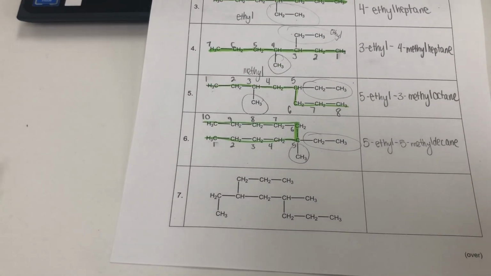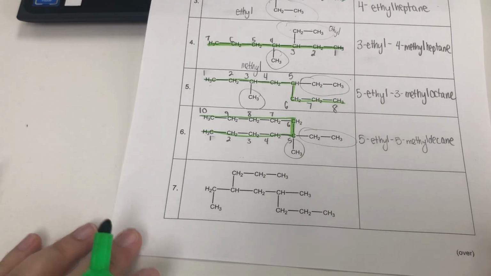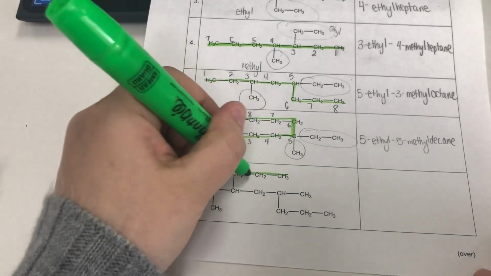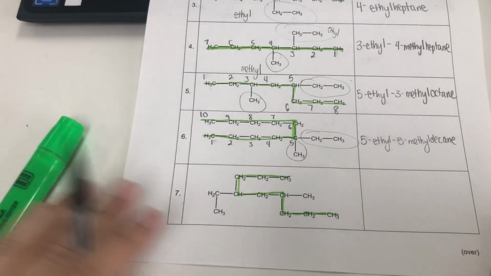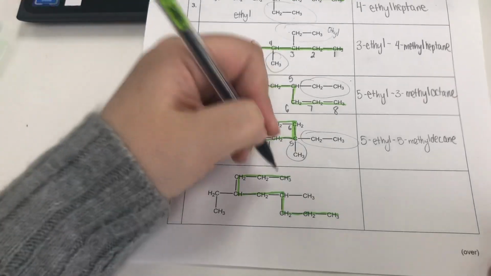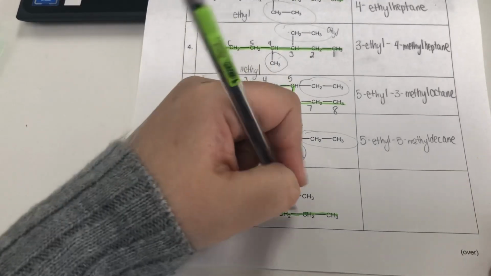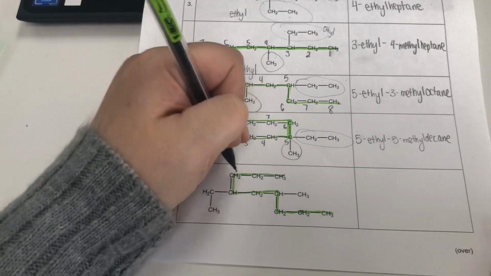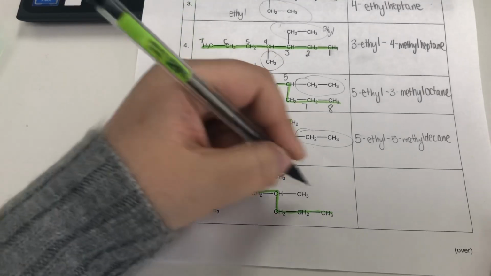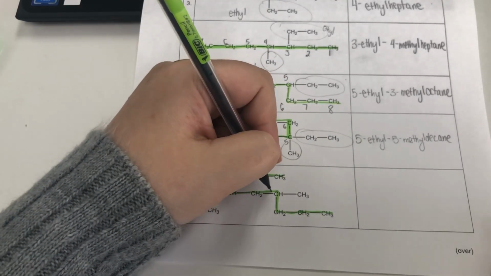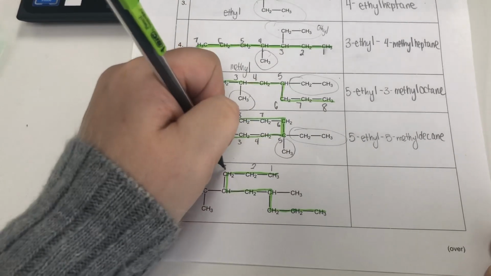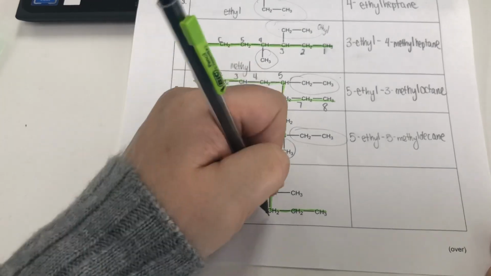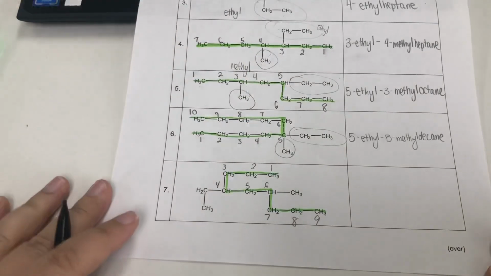You sound smart. Last one on here, this is a windy, curvy parent chain. And we end up with the maximum number of carbons in a row being 9. If I start here, I get the 4th carbon side chain. 2, 3, 4. 4th carbon side chain. I'm going to start here. 1, 2, 3, 4, 5, 6, 7, 8, 9.